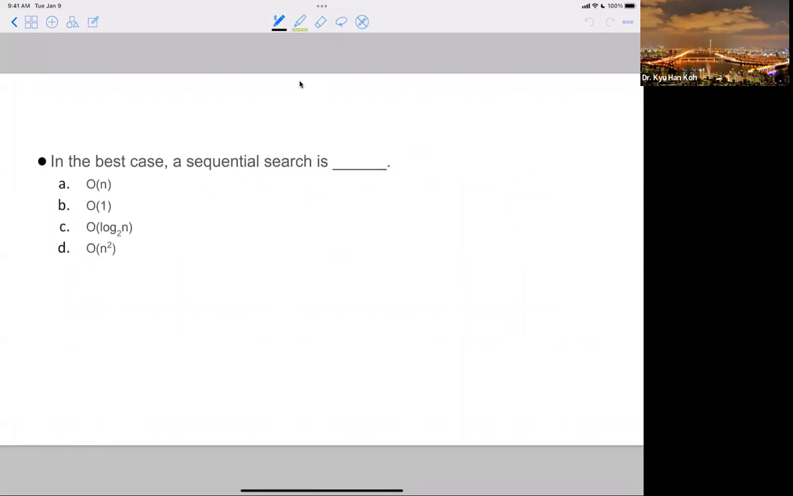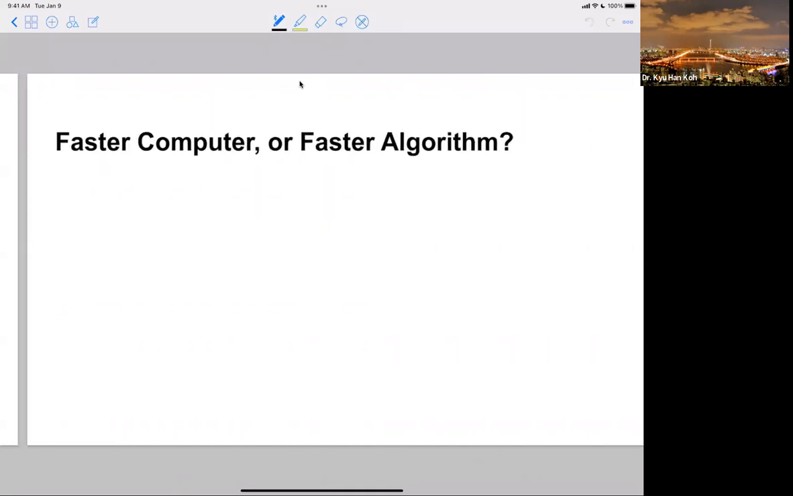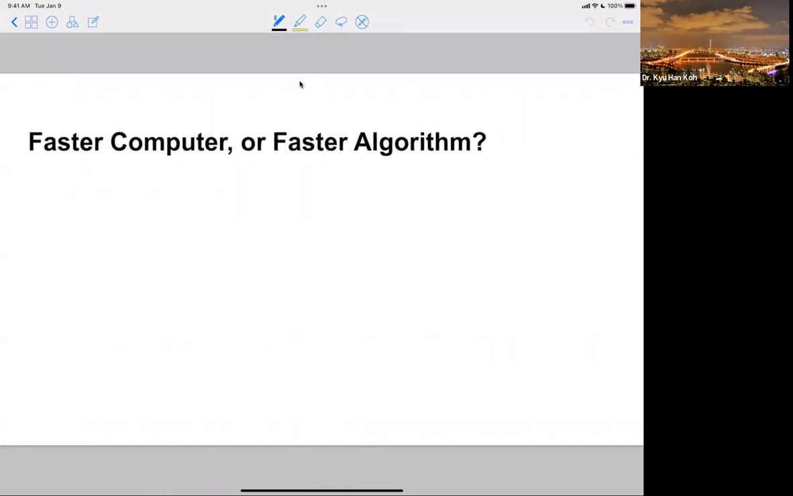Next question: in the best case, a sequential search is, of course, B, because it requires only 1 step. We already checked it out, right? And faster computer or faster algorithm. So this is a good question that you can think of.